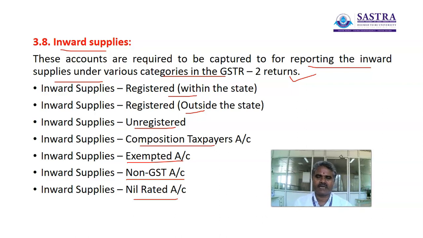Composition taxpayers are different taxpayers. We will discuss later who are called composition taxpayers and what tax rate they are paying. Then exempt, sometimes we buy exempted goods. Then non-GST goods like petrol, alcohol, tobacco. They are not exempted, but they are not coming under the GST purview. Then nil-rated goods, some goods are nil-rated, zero-rated goods. So everything.